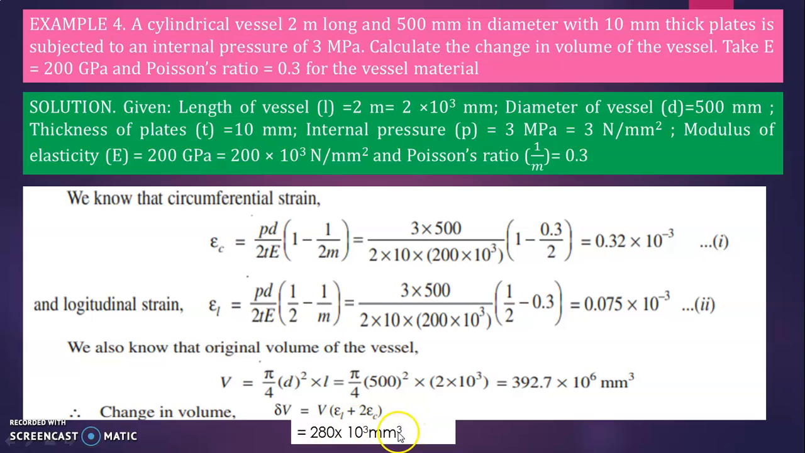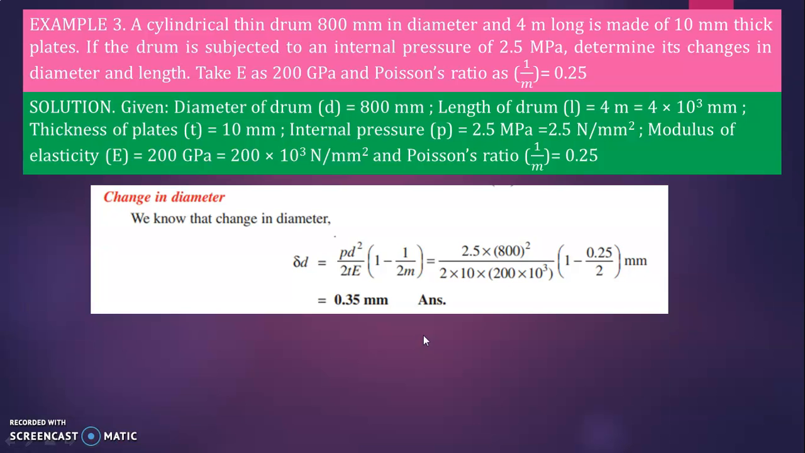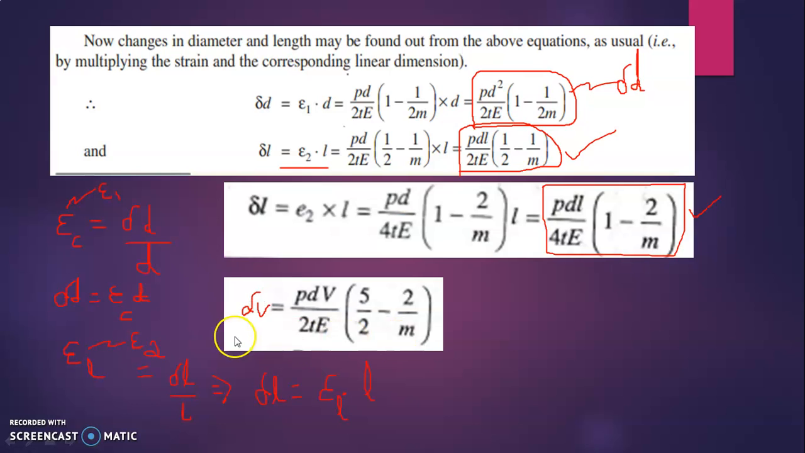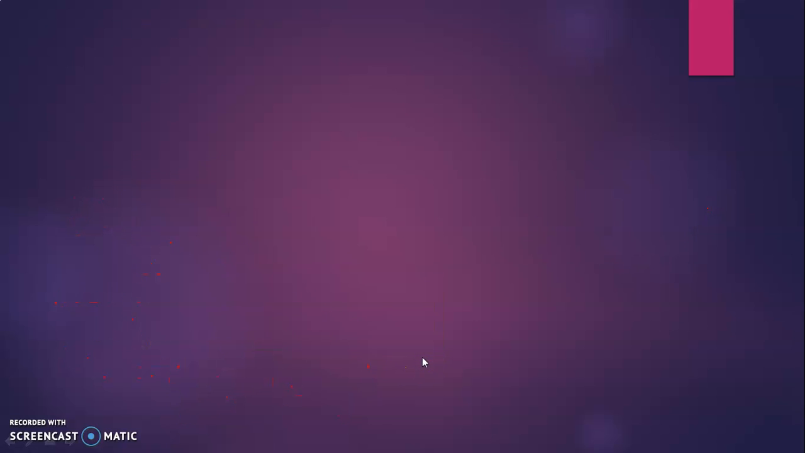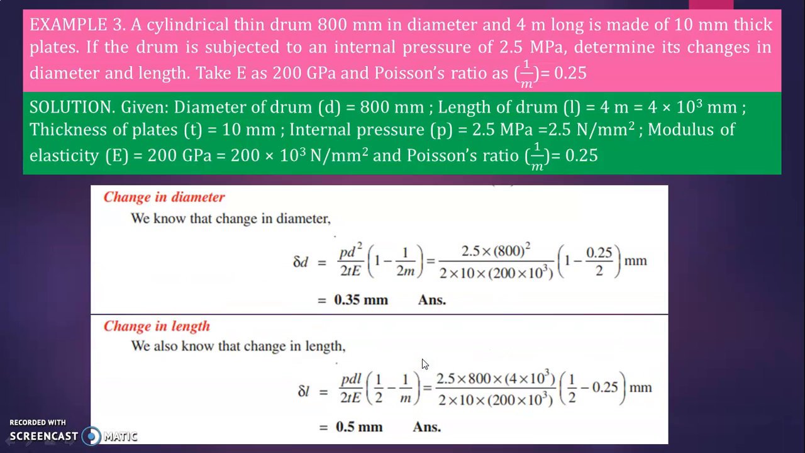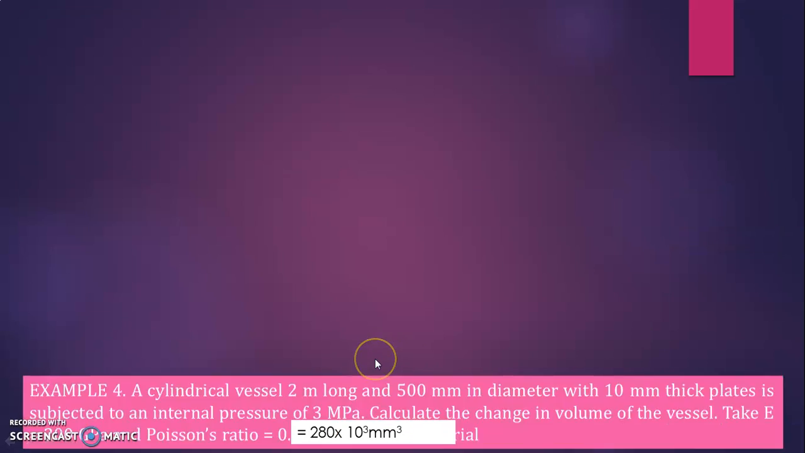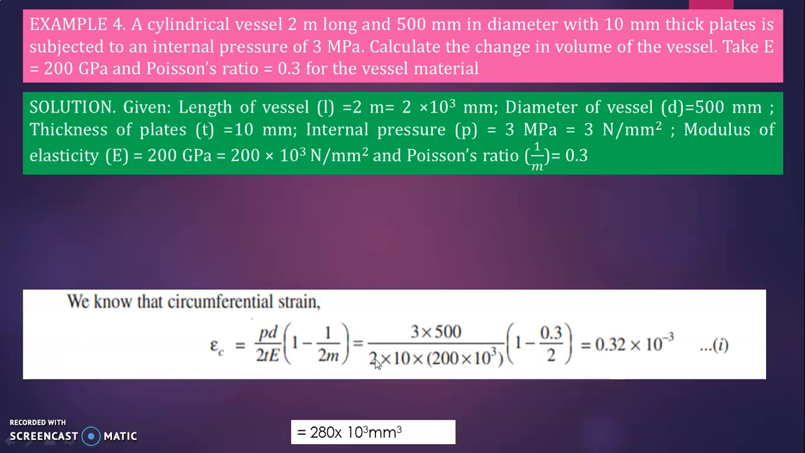Either you can use this method or you can directly use the change in the volume formula. What is that method? PDV divided by 2TE into 5 divided by 2 minus 2 divided by m. You get the same answer. Okay, any method you can use, no problem. Finally the answer should be the same.